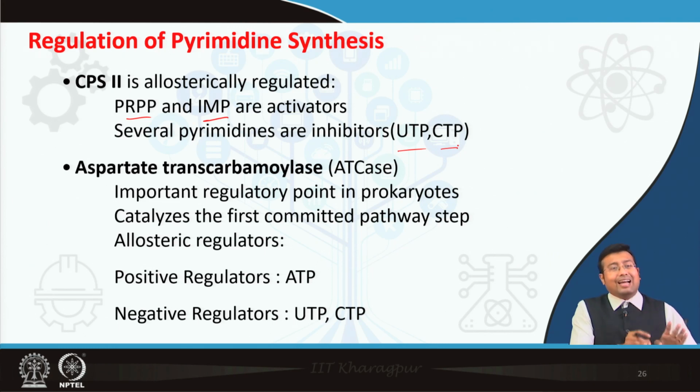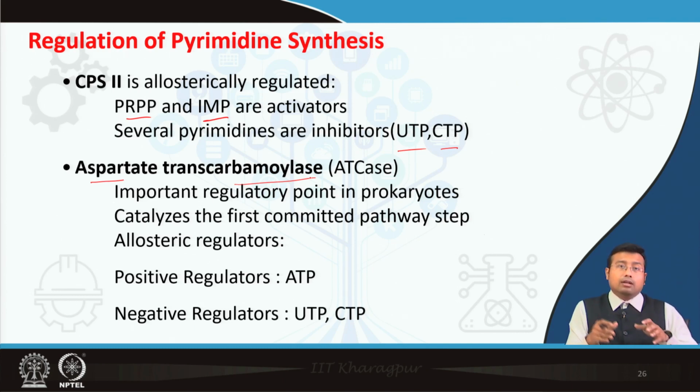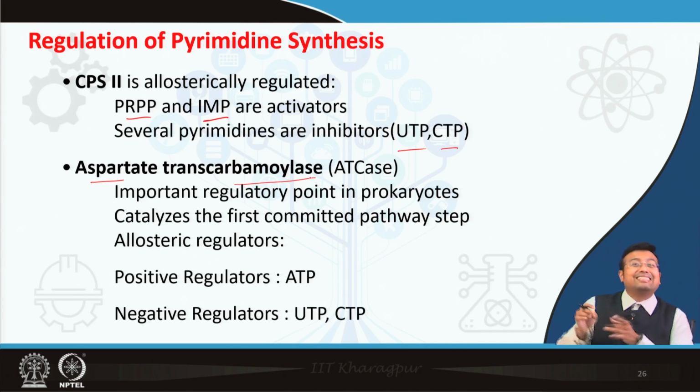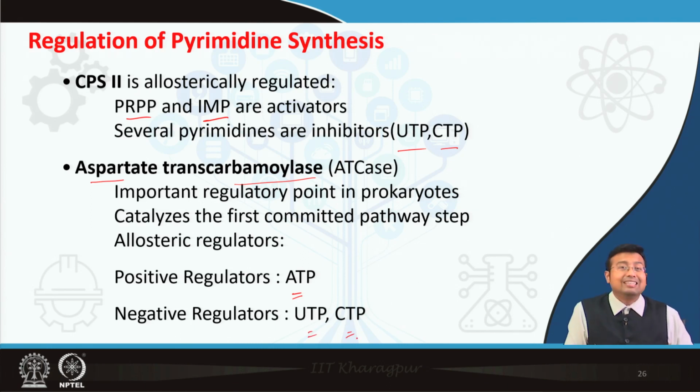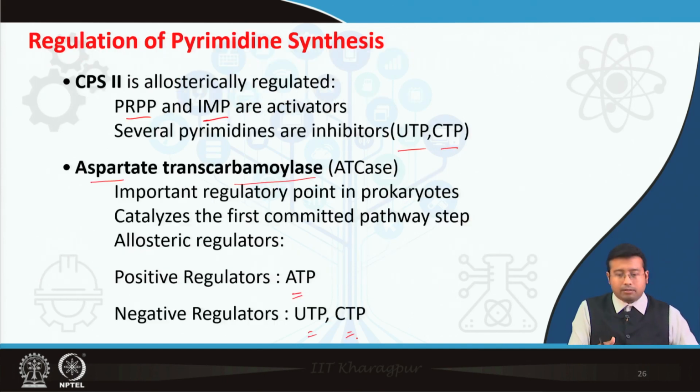You should know that this enzyme, aspartate transcarbamylase, although this is the second step of the pathway, is actually the first committed step of the pathway, all right, and multiple regulators also affect this step. So, positive regulators are ATP and negative regulators are UTP and CTP. Can you relate how UTP, mainly UTP, is acting as a feedback inhibitor, and by default CTP, because we get CTP from UTP?